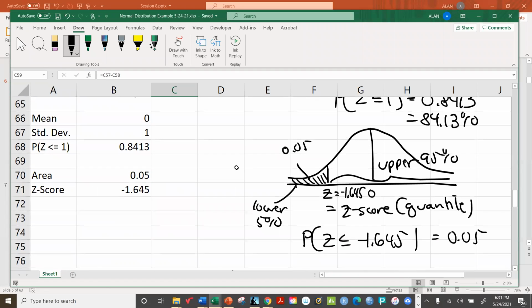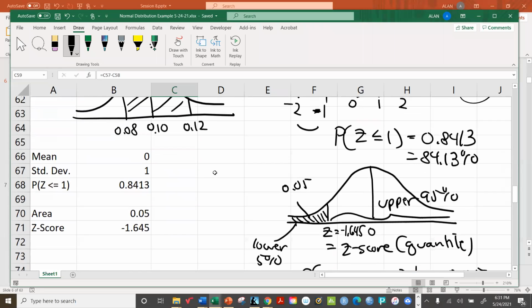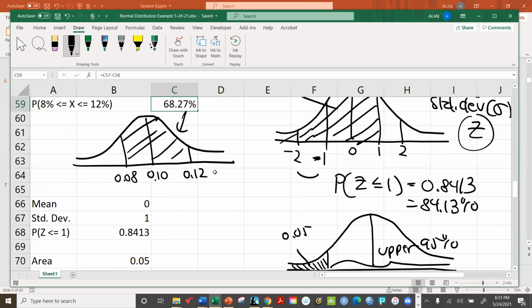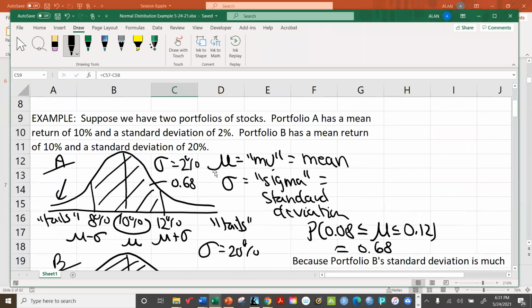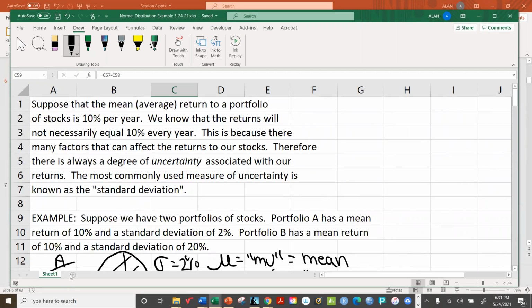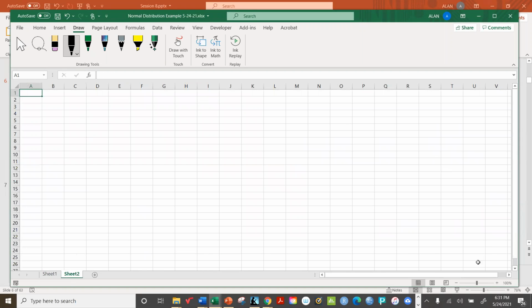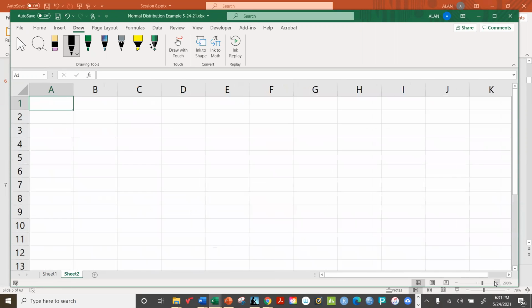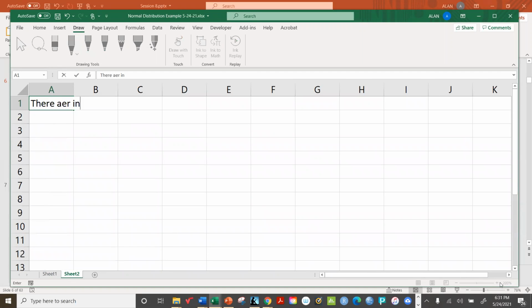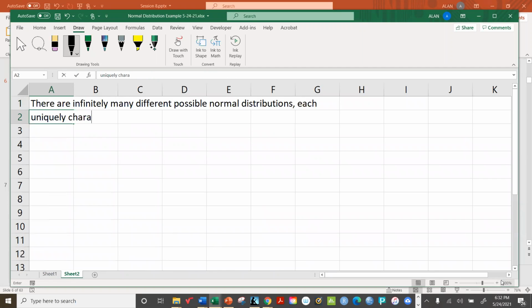Now, I do want to point out, and this is very important for value at risk modeling, there's actually an infinite number of different possible normal distributions. Each one has a different value for the mean and standard deviation. Let me just throw this here. There are infinitely many different possible normal distributions, each uniquely characterized by the mean and standard deviation.